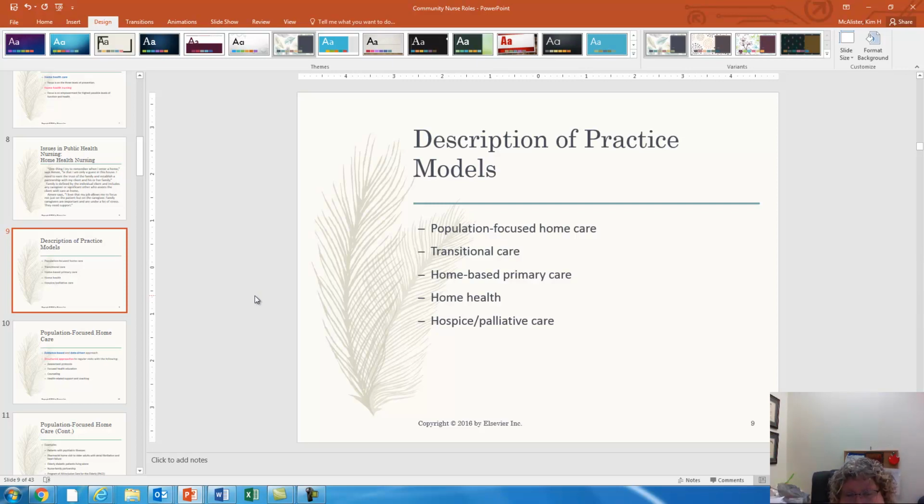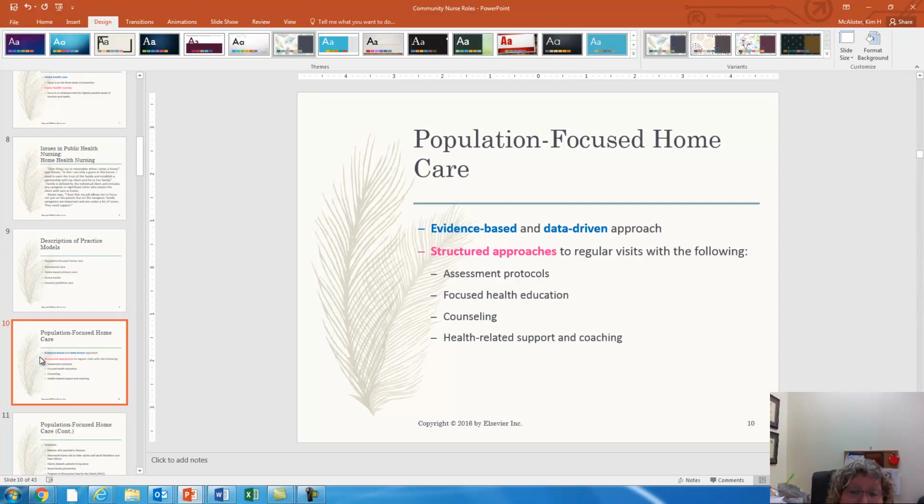Home health is your skilled nursing care where you're going out to do a dressing change or help administer insulin or do an IV medication dose, that sort of thing. You're doing some type of skilled care. And then hospice and palliative care may also be given in the home, and we'll talk about that in our next video. So with population-focused home care, we're looking at evidence-based data and a data-driven approach.